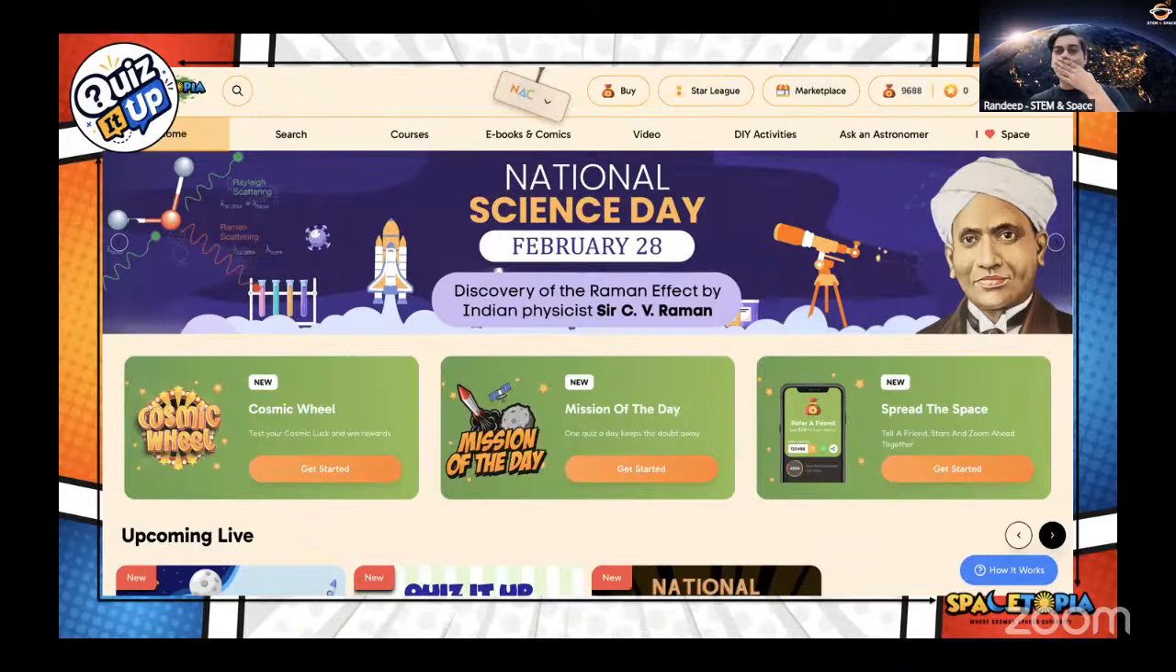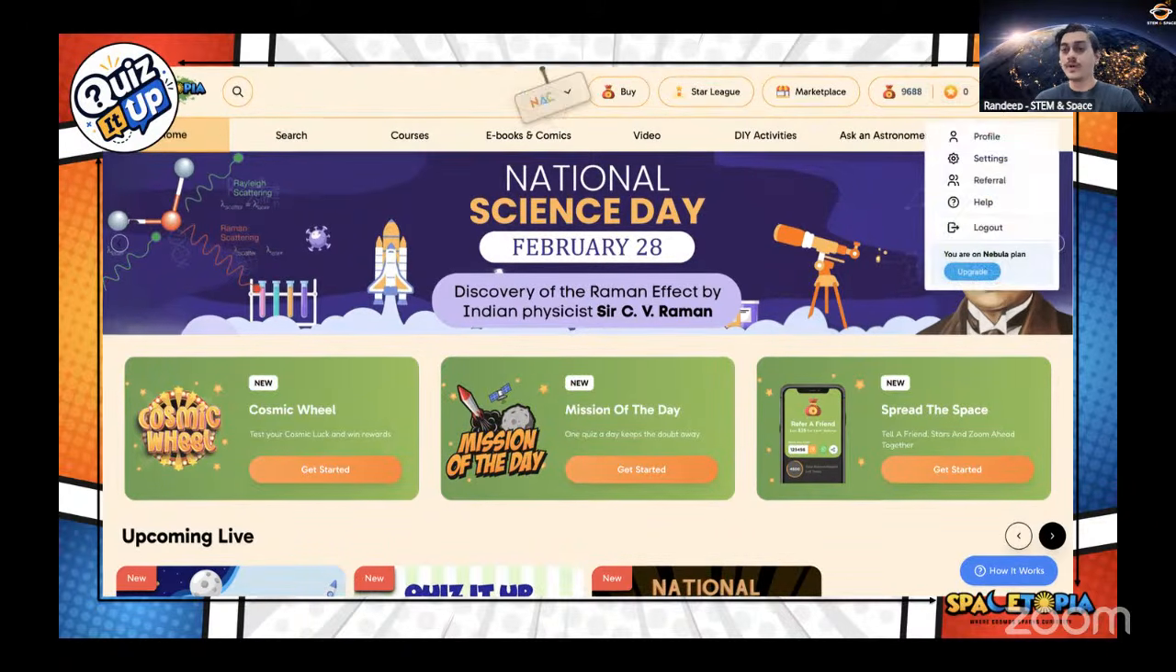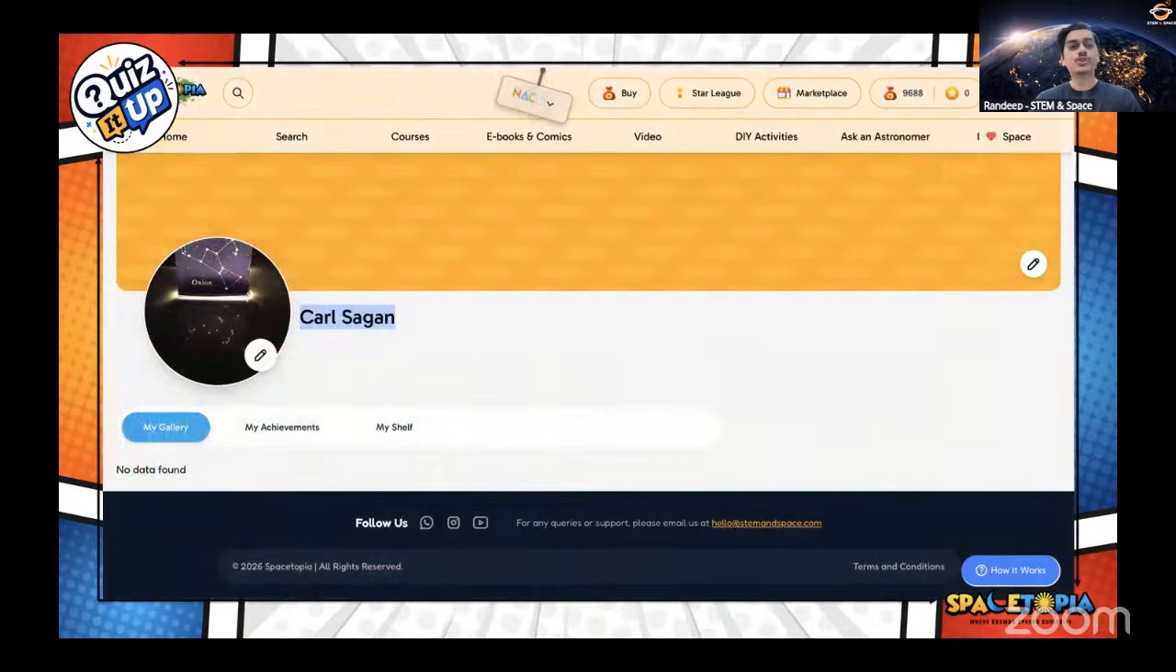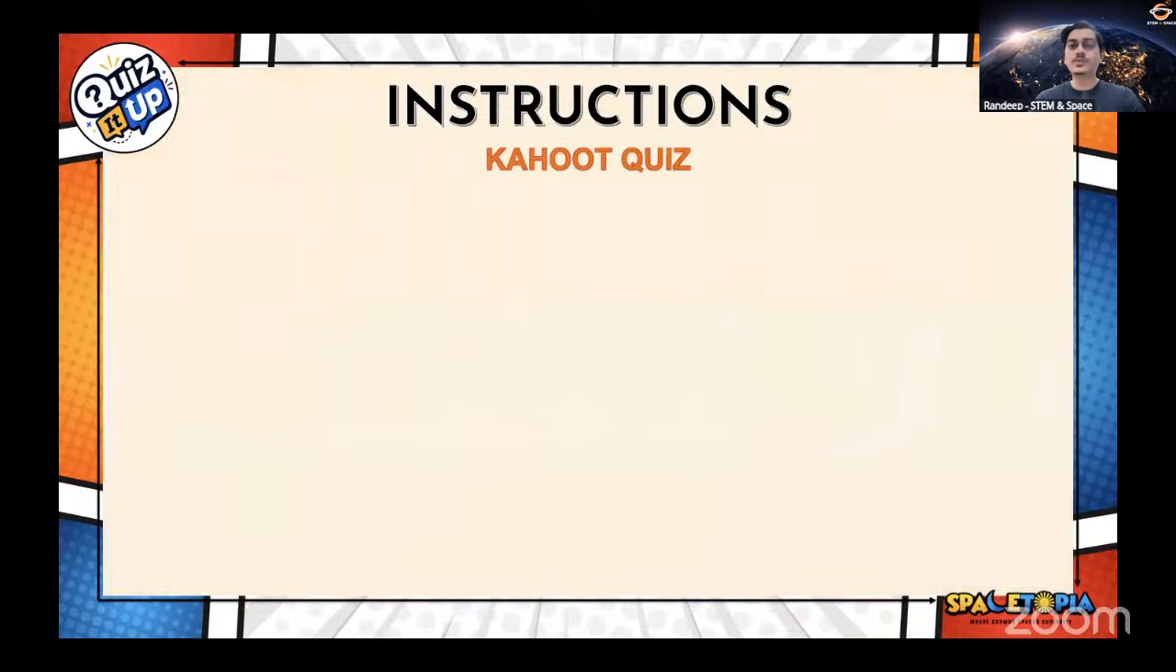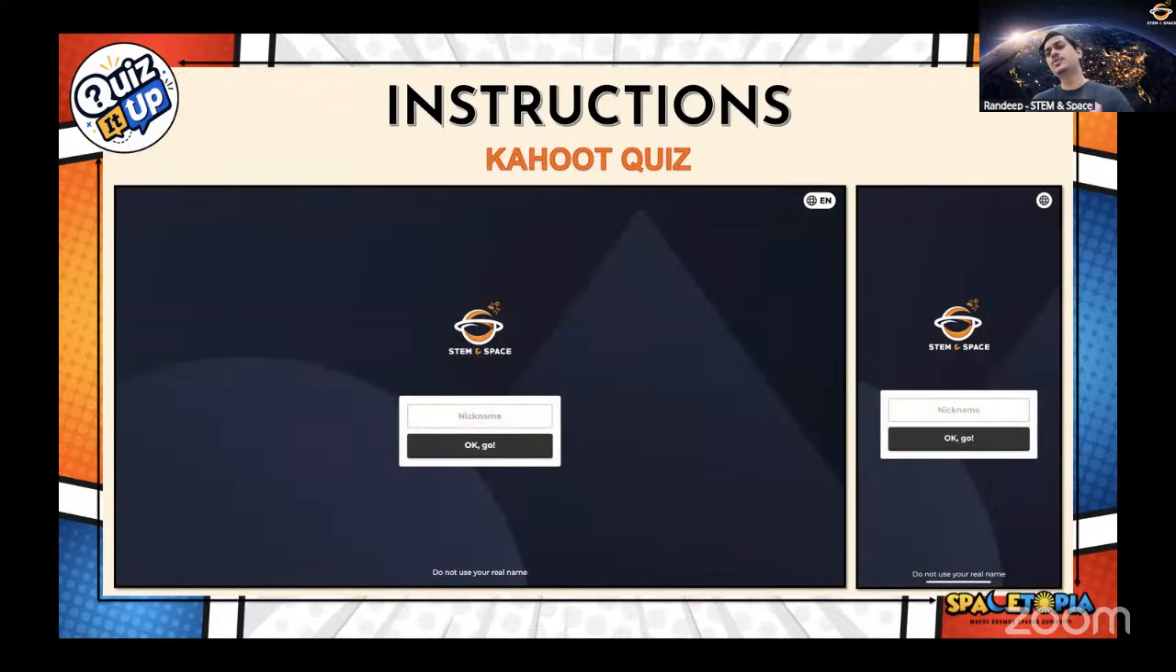Now, for joining the quiz, people who are on Spacetopia probably already know the drill, but let me show you quickly. Once you log in to Spacetopia, you can click on the top right button to go to your profile. Once you click on the profile, it will show you your name. Whatever your name is, you need to use that same name in the Kahoot quiz. Although you can use any other name as well, it's preferable that you use your own name so that we can recognize you if you are winning the quiz. We'll share the link shortly.